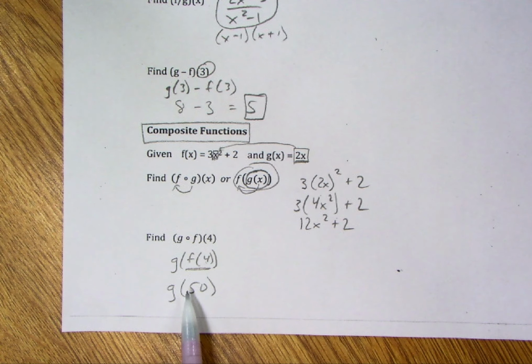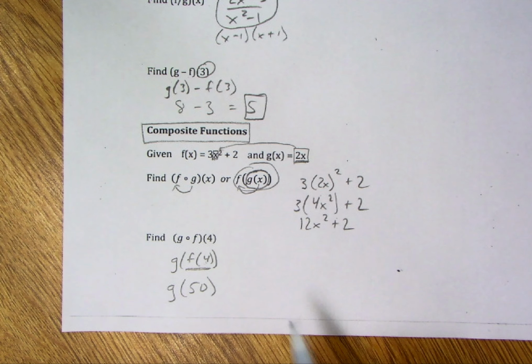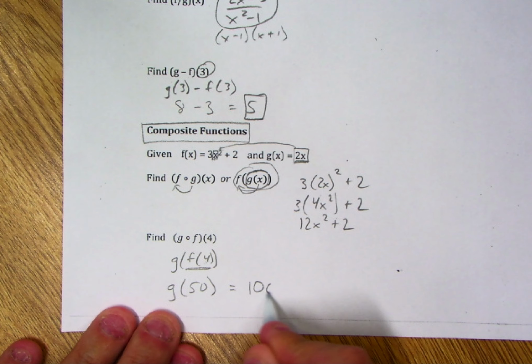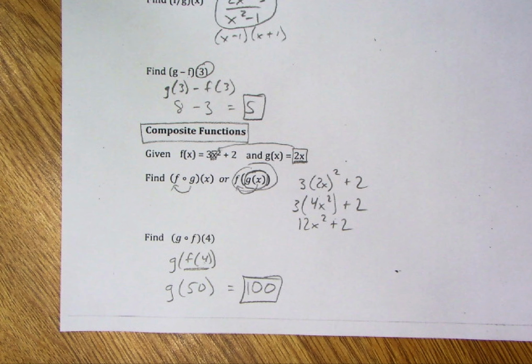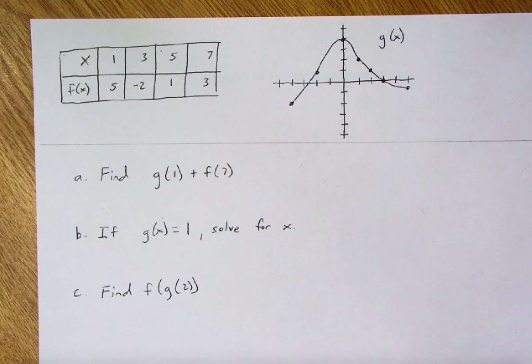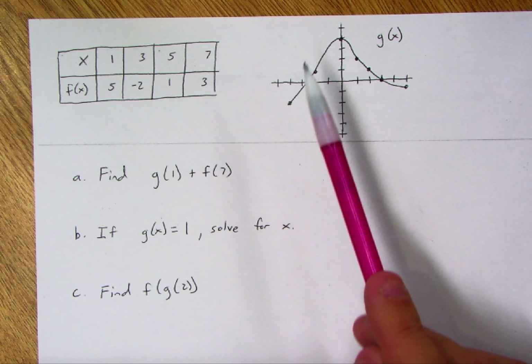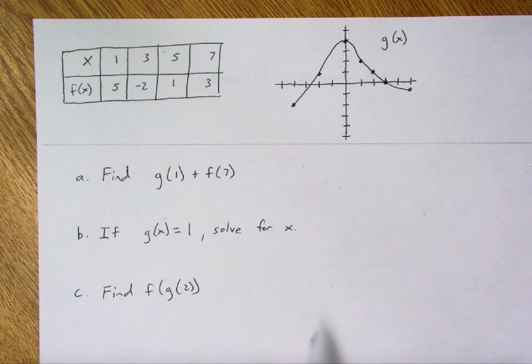G of 50, well now I'll plug 50 into the g function. 2 times 50 is 100. So again, composite functions mean you're plugging one function in for x in the other function. Last few examples, nothing new, but just instead of having an actual equation, you can get asked the same questions from a table, from a graph, and so I just want to talk a little bit about that.